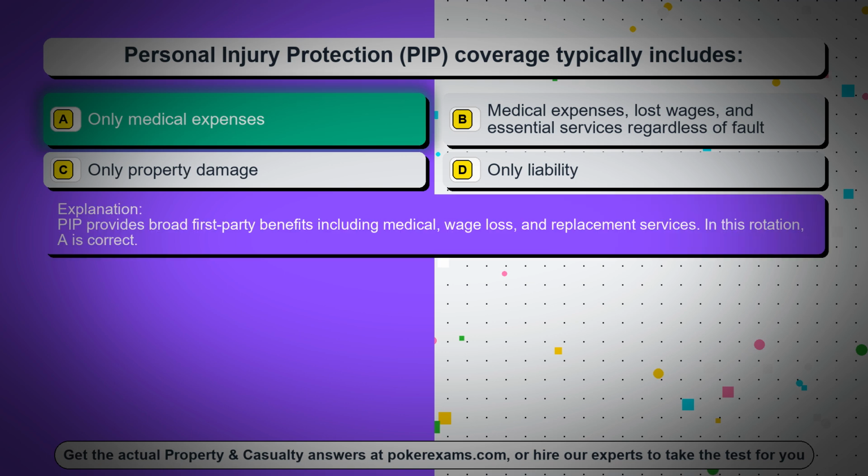PIP provides broad first-party benefits including medical, wage loss, and replacement services. In this rotation, A is correct.